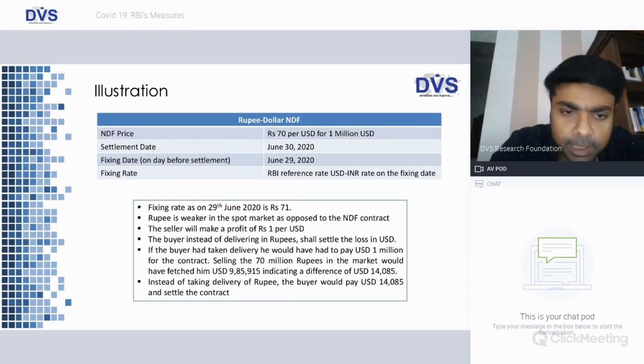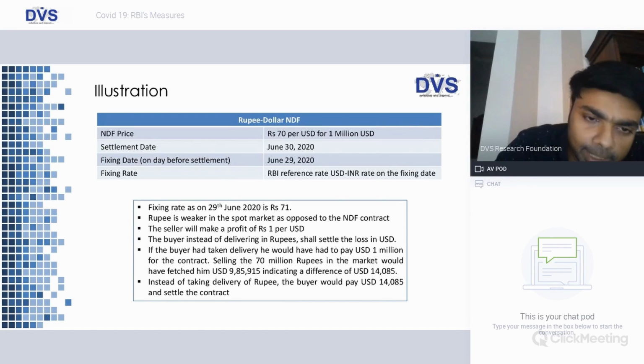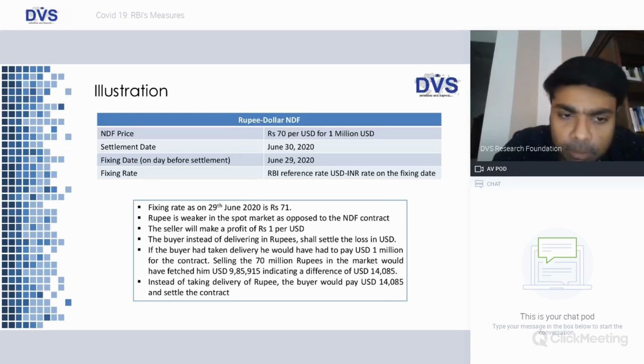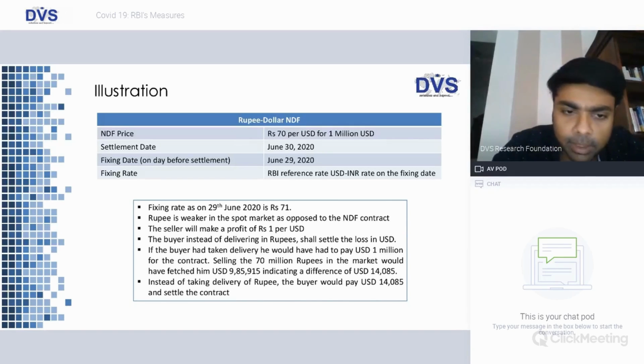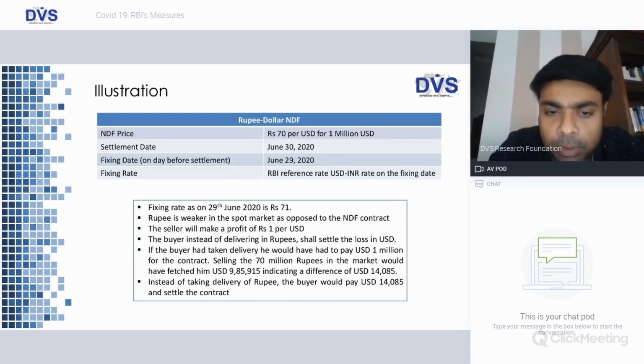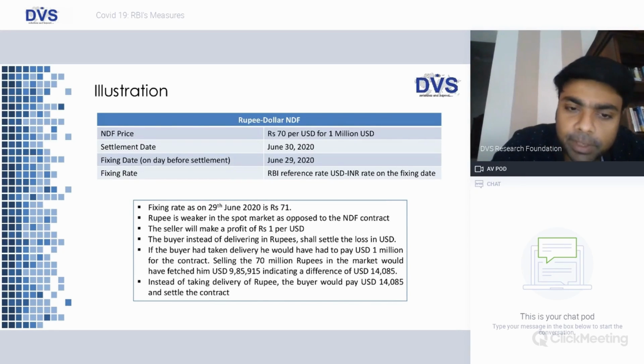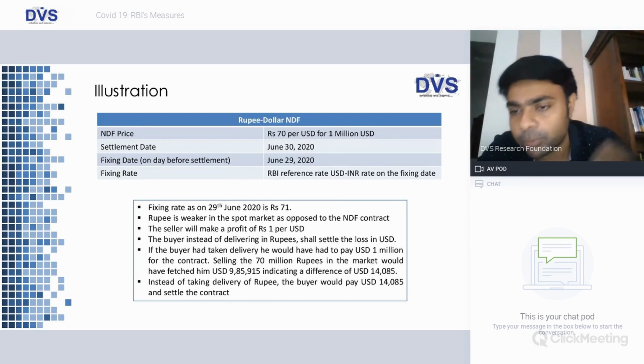So the seller here is going to make a 1 rupee profit. But the buyer, instead of delivering in rupee, shall settle the loss in USD. If the buyer had taken delivery, he would have had to pay $1 million for the contract. Selling 70 million rupees in the market would have fetched him 9.85 lakhs, indicating a difference of 14,085. Instead of taking delivery of rupee, the buyer would pay $14,000 as settlement for the contract.